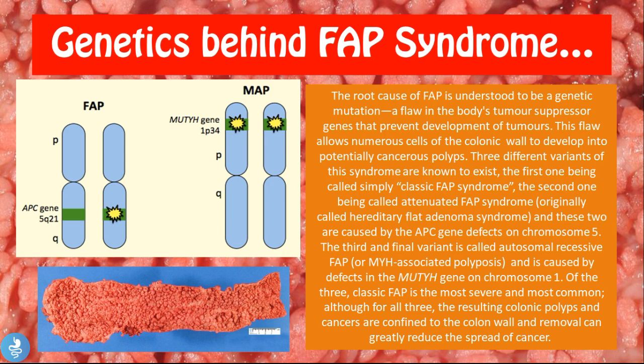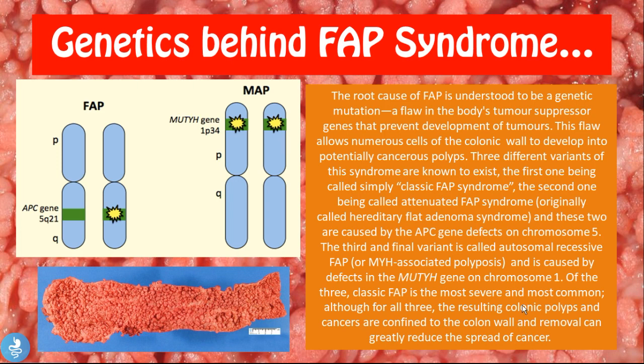So the first 2 variants of FAP syndrome, which is classic FAP syndrome and attenuated FAP syndrome, are caused by a mutation in the APC gene at the 5q21 region. And the third and final variant of FAP is caused by a mutation of the MUTYH gene, and this is found on chromosome 1 on the short arm in area 34. So it's a 1p34 mutation.